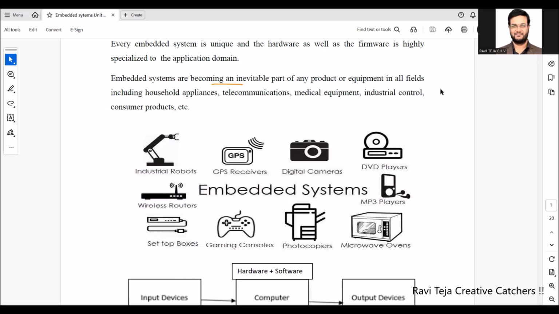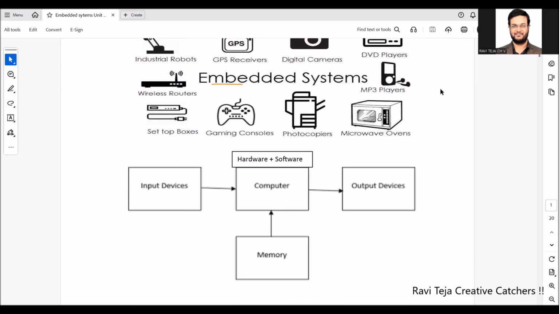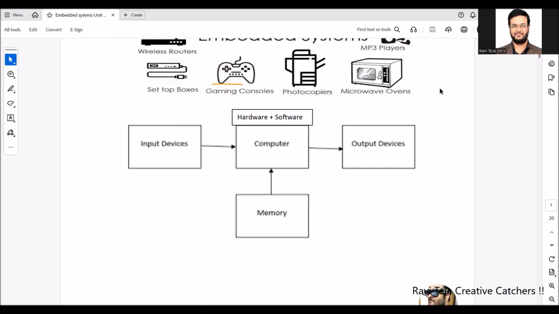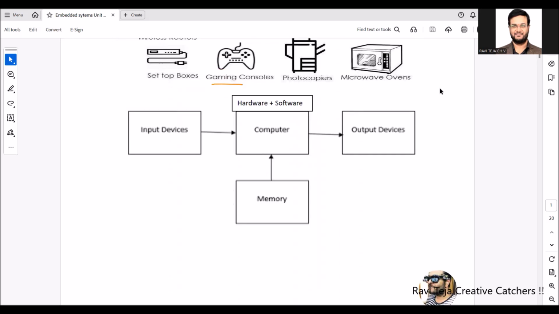Now let me show you a basic block diagram through which a clear explanation of an embedded system can be given. This is a basic block diagram where we consider input devices and a computer. Here the computer is nothing but the brain, which can be a microcontroller or a microprocessor according to your requirement and the type of application you are designing. Then we have output devices and a memory element, such that whatever program you write is stored in that memory.